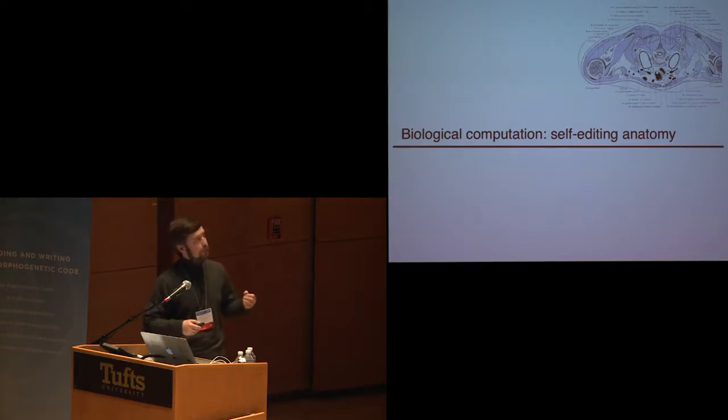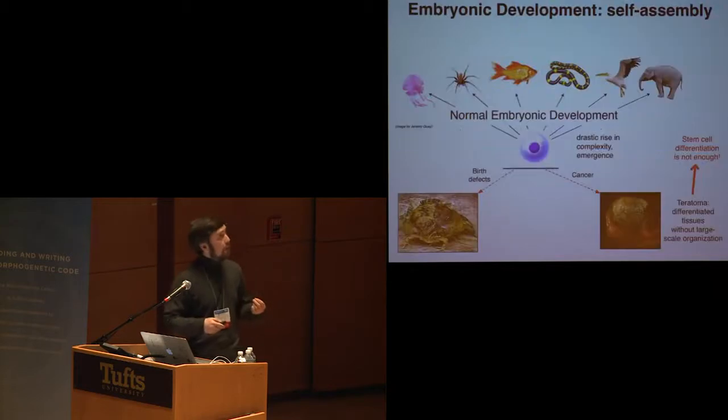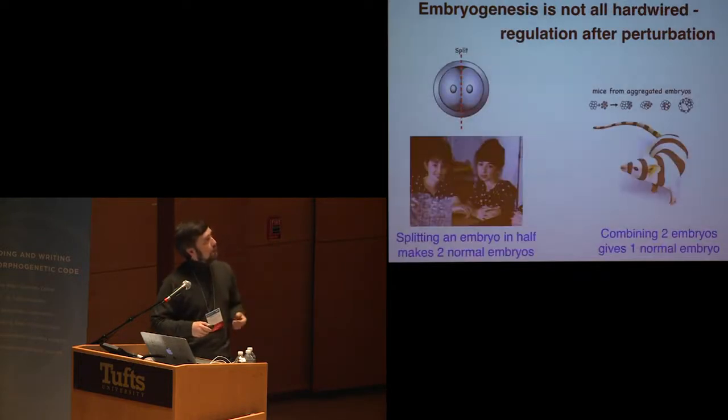So the first thing I want to talk to you about now is this amazing ability of at least some types of bodies to edit their own anatomy. We all start life as a single fertilized egg cell. This thing reliably self-assembles into one of these remarkable morphologies. But keep in mind, stem cell differentiation is crucial, but it's not enough. This thing is a teratoma. It has bone and teeth and hair and various other structures. But of course, it's not an organism because it's lacking the three-dimensional structure. So this is development. Development itself, however, is not hard-coded or hardwired.